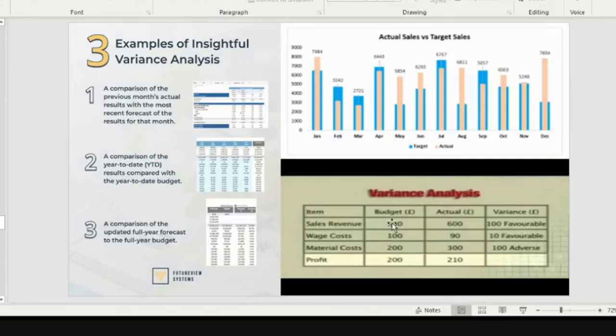The sales revenue, what we had as our budget was 500. What we actually got was 600. That's $100 as a difference. That's favorable. The wage cost, the budget we had was 100. The actual was 90. That's 10 as a difference, which is favorable. The material cost that we budgeted was 200. The actual cost was 300. The difference is 100, but that's adverse because that's costing us more money, right? And you can see the profit, 200. The actual that we got was 210, so that's good.